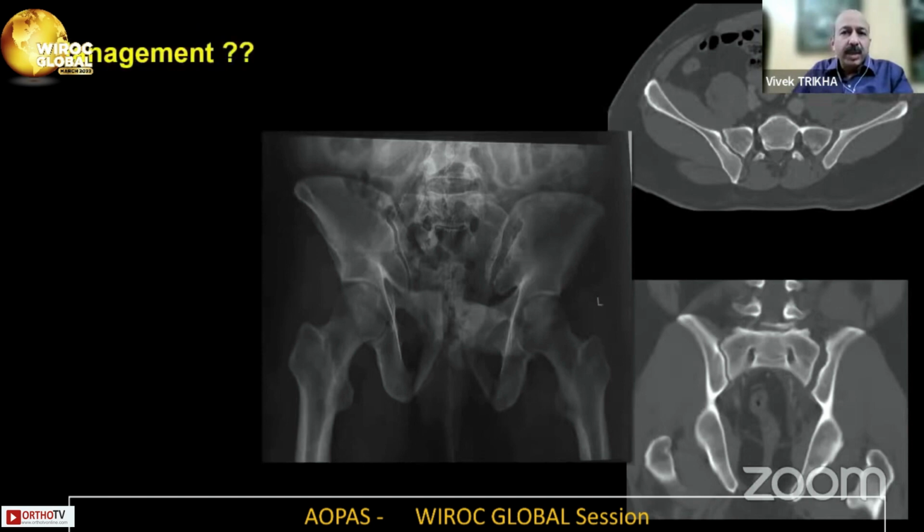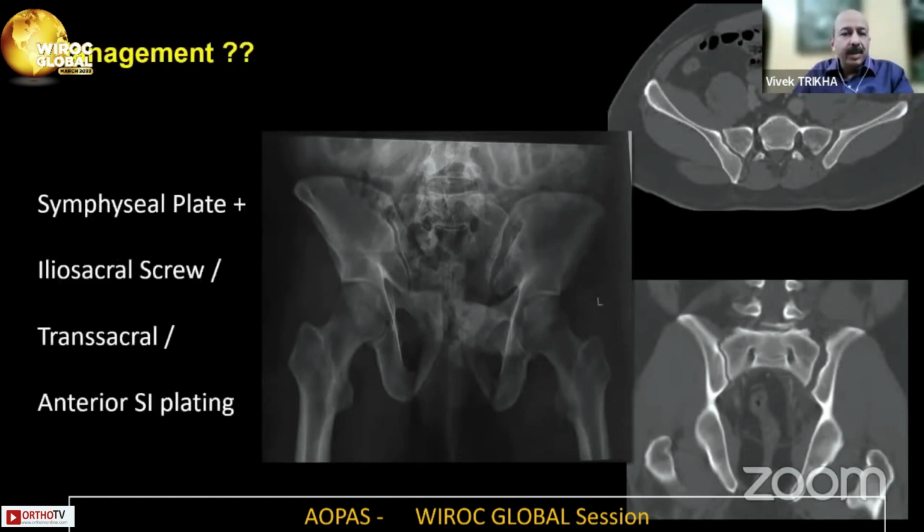What is the management? Management usually will be for a symphyseal disruption. So we do a symphyseal plate, and based on our preferences, we can put in an iliosacral screw, transsacral transiliac screws, or a usual anterior SI joint plating, which are the most common methodologies or options which we use for an APC 2 or 3 injury.